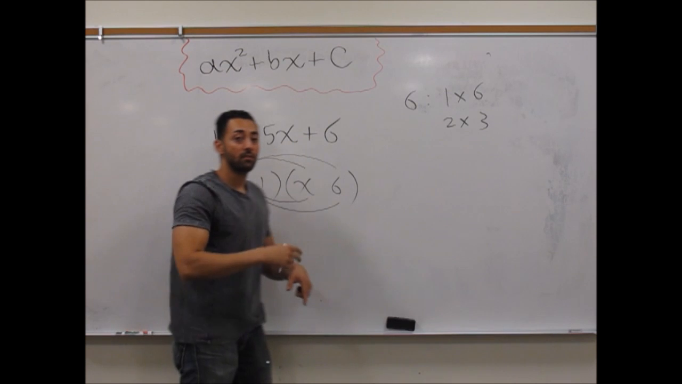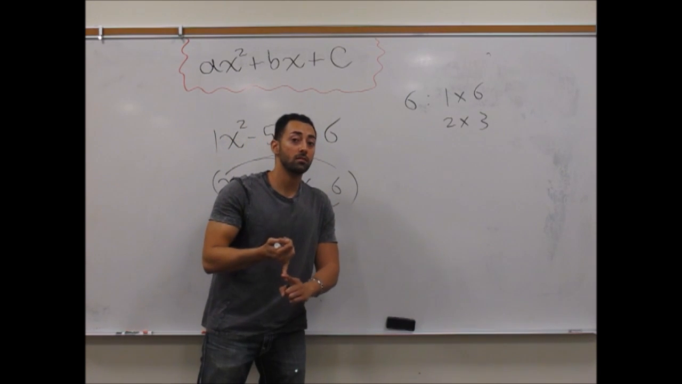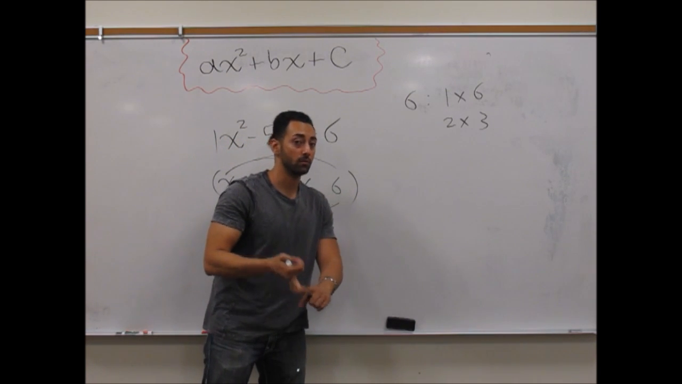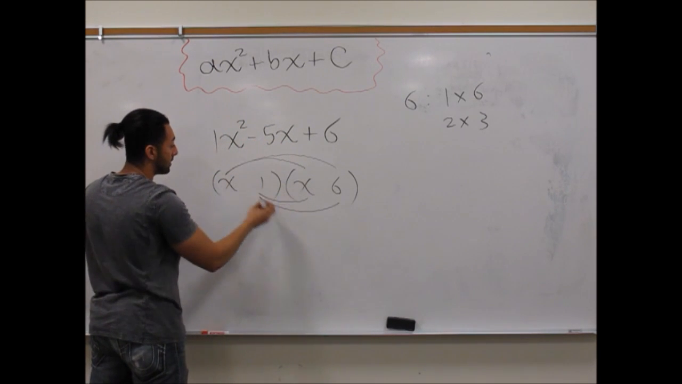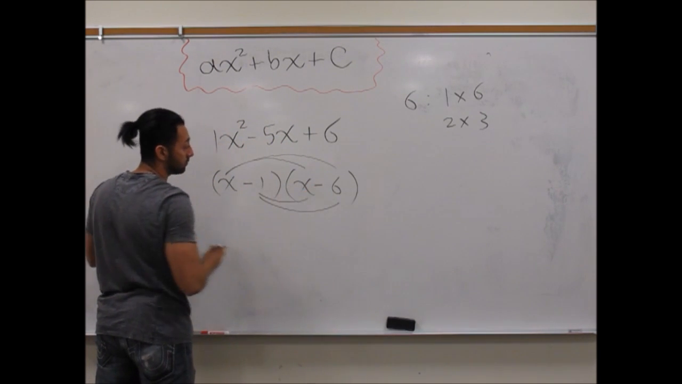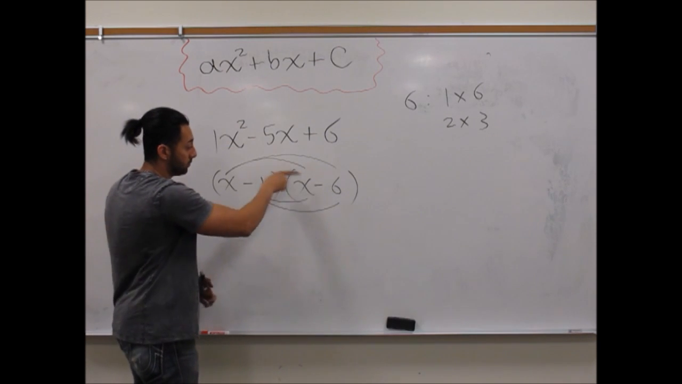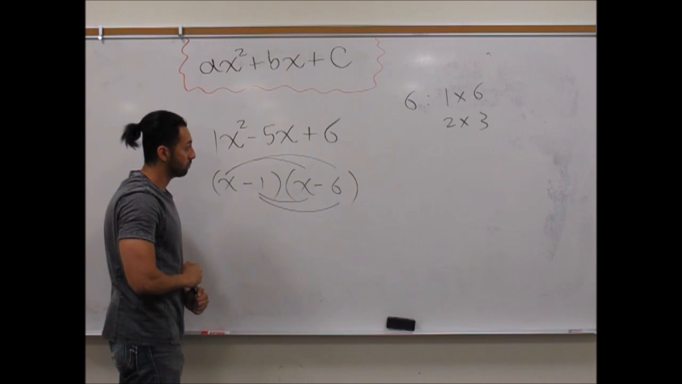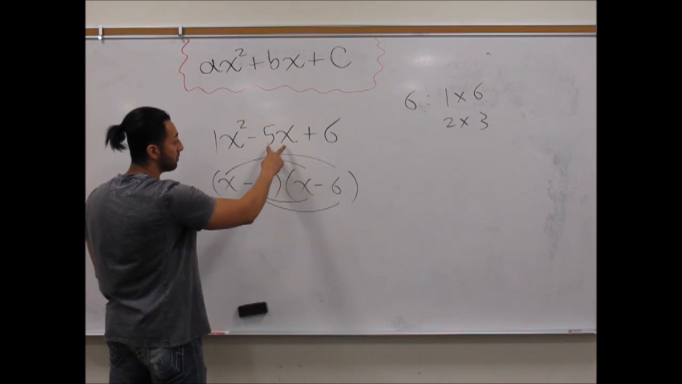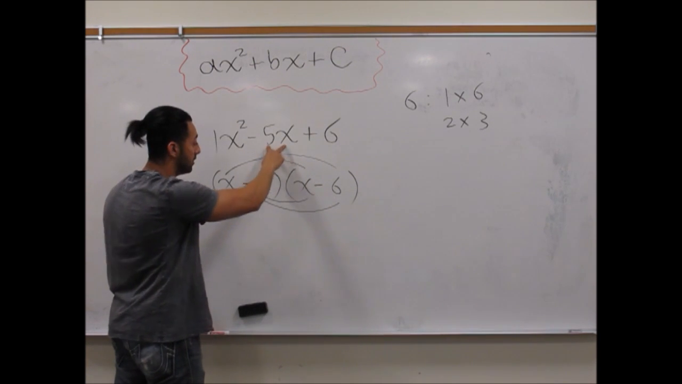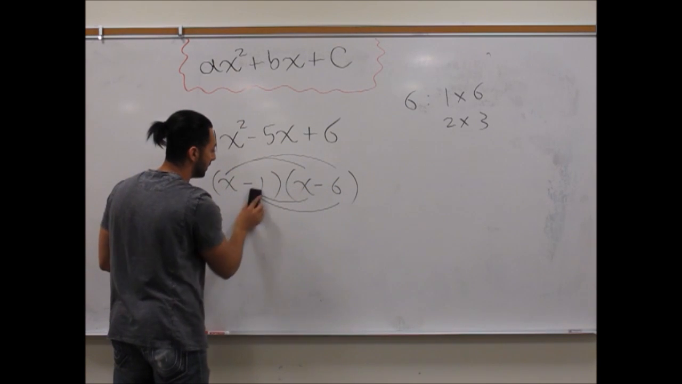The only way you get a positive out is if you multiply two positives together or if you multiply two negatives together. So over here I see that I have a negative 5x. So in that case they both have to be negative. But let's see if that would give me my middle term, which is a negative 5x, right? You could FOIL this thing out if you'd like.